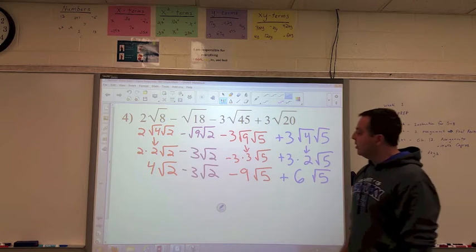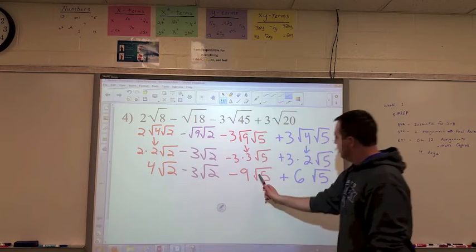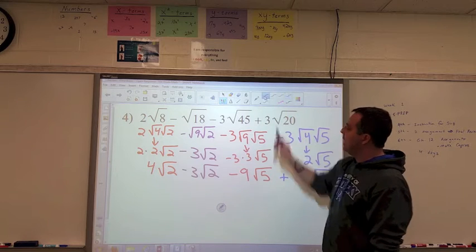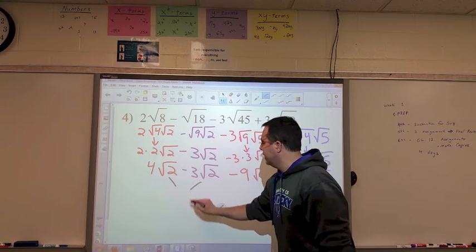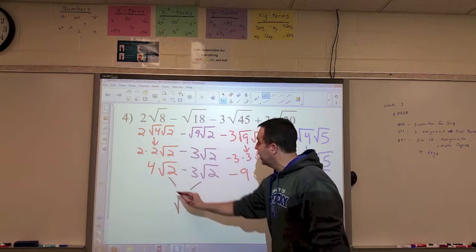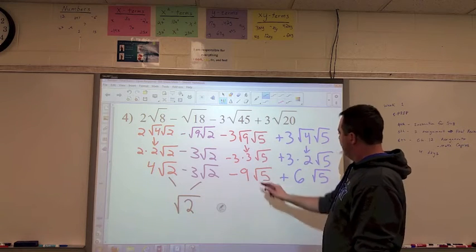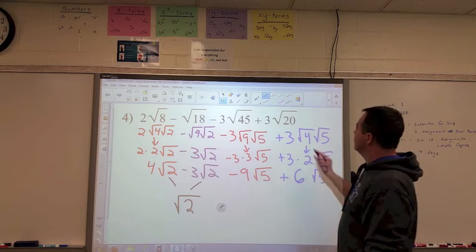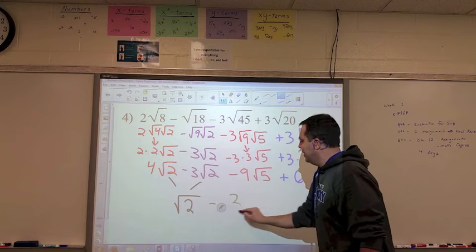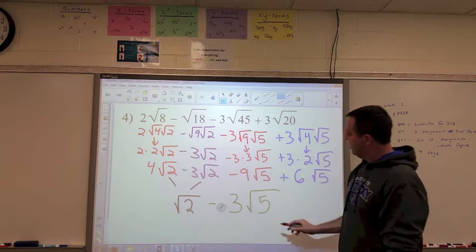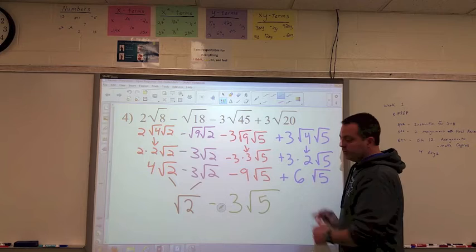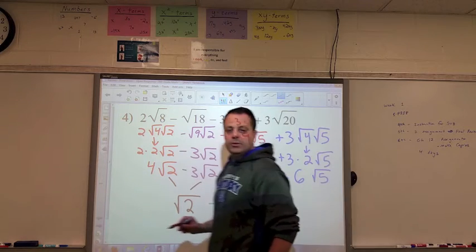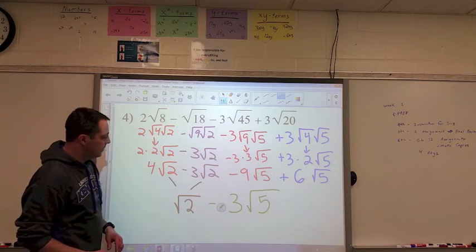Now notice our like terms. We have 2 root 2 terms and 2 root 5 terms. So we'll just combine those. 4 root 2 minus 3 root 2 is just root 2, or you could say 1 root 2 if you wanted to. Negative 9 root 5 plus 6 root 5 is minus 3 root 5. We've combined our like radicals, root 5s and root 2s, and now we're finished.